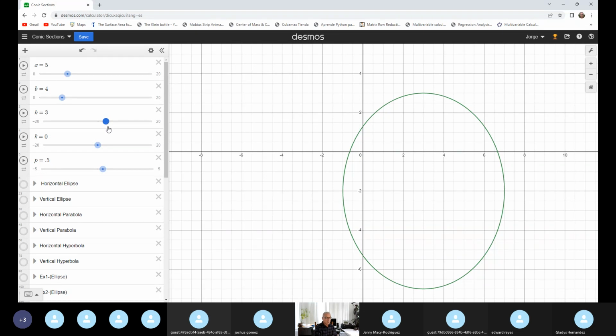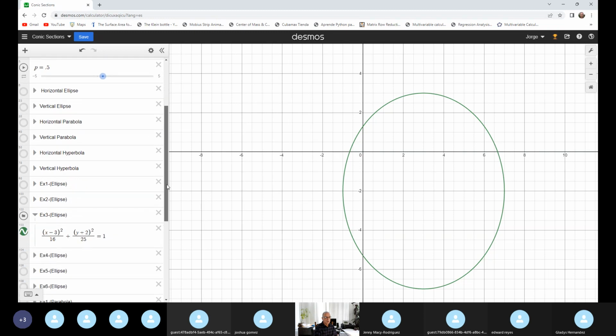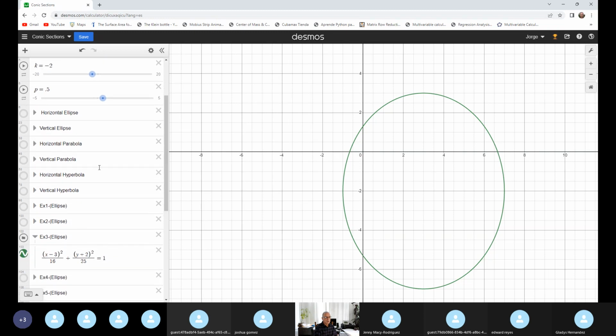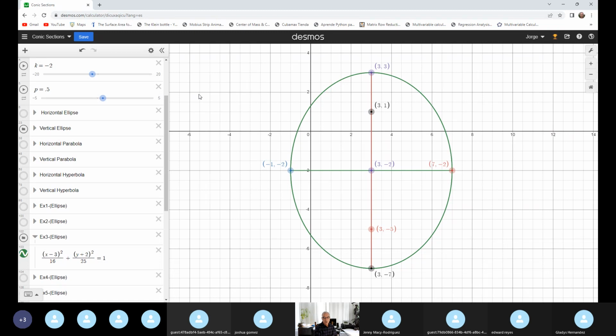And K is negative 2. And we are talking about the vertical ellipse, no? Yeah. Boom. Look at that. The script has inside the specific equation that you need. You can do it by hand. This is no big deal. But to save time in this arithmetic, I created this script for my students.